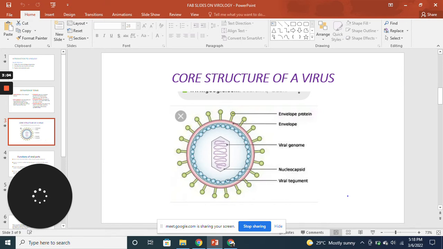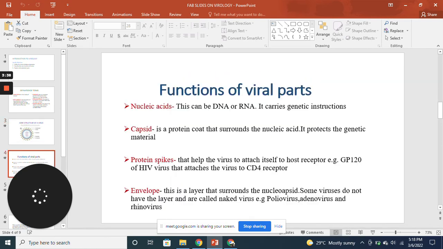The viral genome is surrounded by a protein coat that is called the capsid. The viral genome together with the capsid makes up what we call the nucleocapsid. Surrounding the nucleocapsid is another layer called the viral tegument, followed by a second layer called the envelope. Not all viruses have the envelope. Some viruses are called naked viruses, like the polioviruses, and they do not have the envelope. Emerging from the envelope is the envelope protein, which sometimes we call the spike proteins.